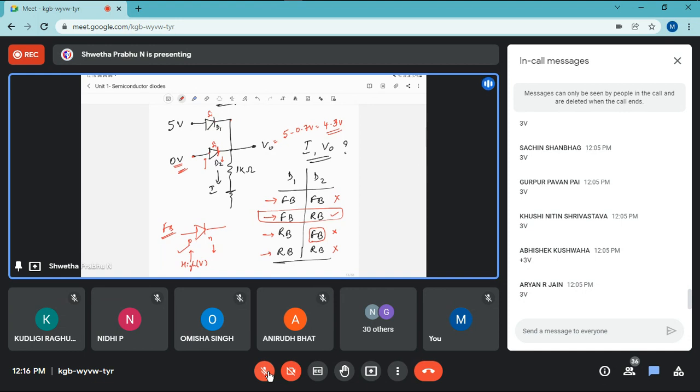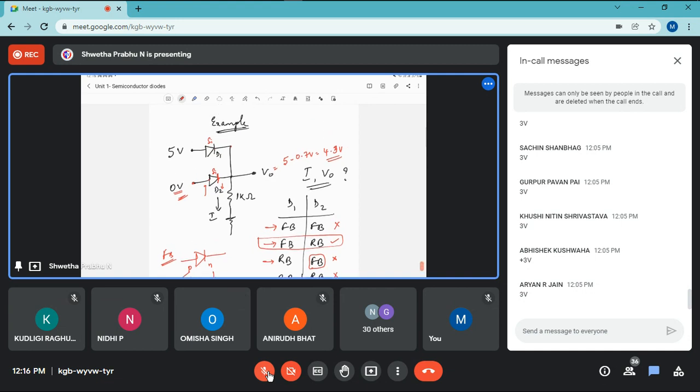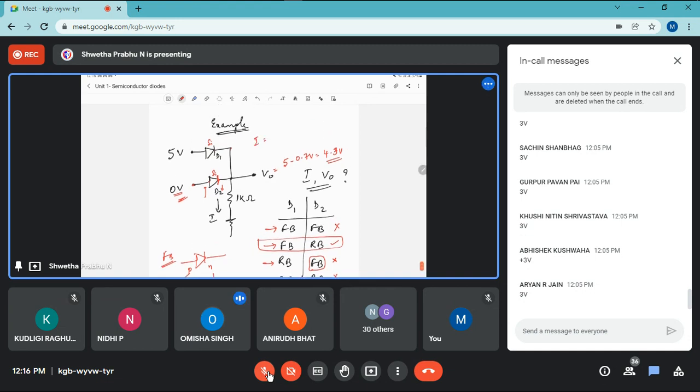So what is the value of current which is flowing through the circuit? How do you find current? V by R. It is 5 minus 0.7 divided by 1 kilo. If you do, you'll get the value of current. That is 4.3 milliamperes.